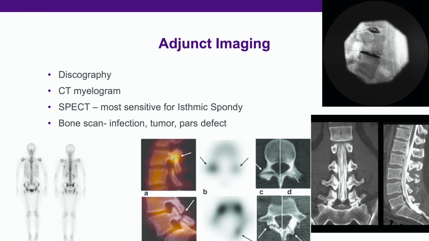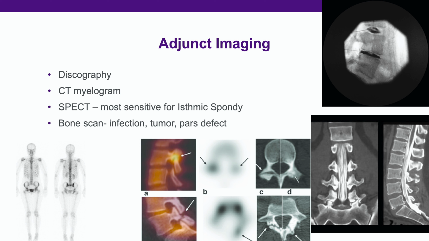Adjunct imaging also exists, less commonly used. On the upper right, you can see the discogram, which is injecting contrast media inside the disc space. The upper one is a normal disc. You can see all the contrast stays inside the disc. The lower one, you can see that the contrast goes back to the canal, meaning that there is an annular tear. A CT myelogram is the same thing, injecting contrast media inside the spinal canal, and we can see how it distributes evenly unless there is a disc herniation or some compression.